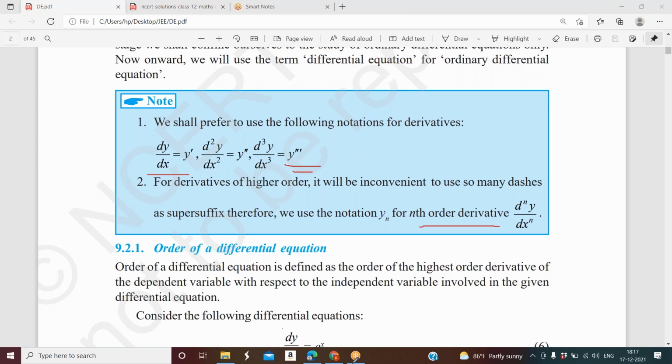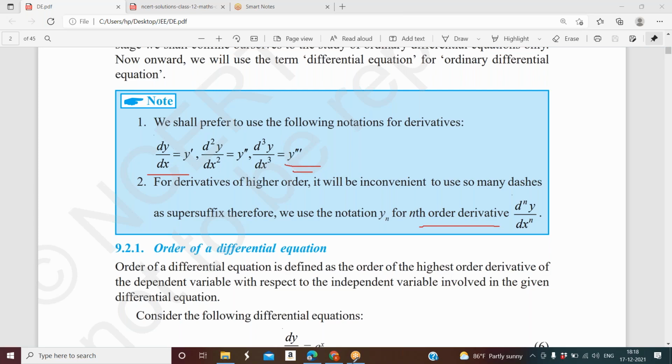What do we mean by an ordinary differential equation? An ordinary differential equation is an equation involving derivatives where the dependent variable depends on only one independent variable. If it depends on more than one independent variable, then that is nothing but a partial differential equation. These are all the notations we are going to use here.